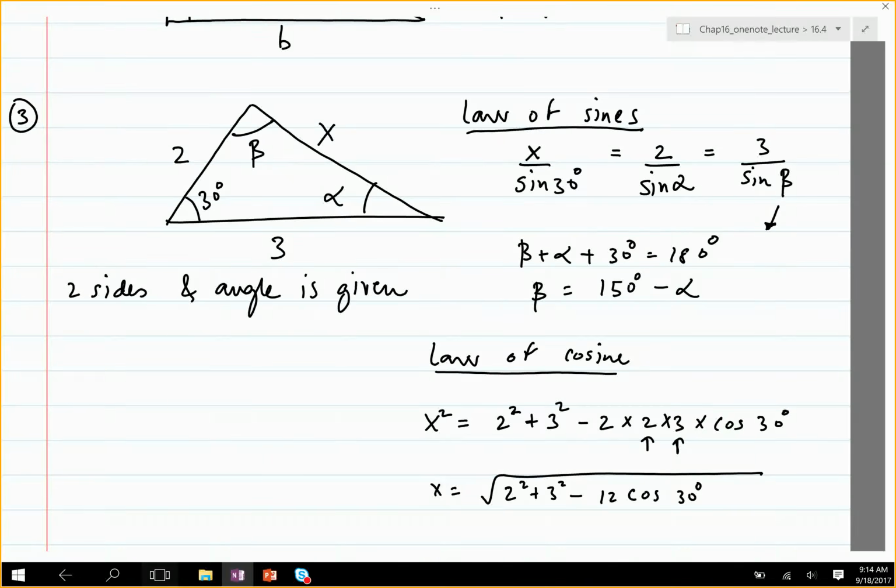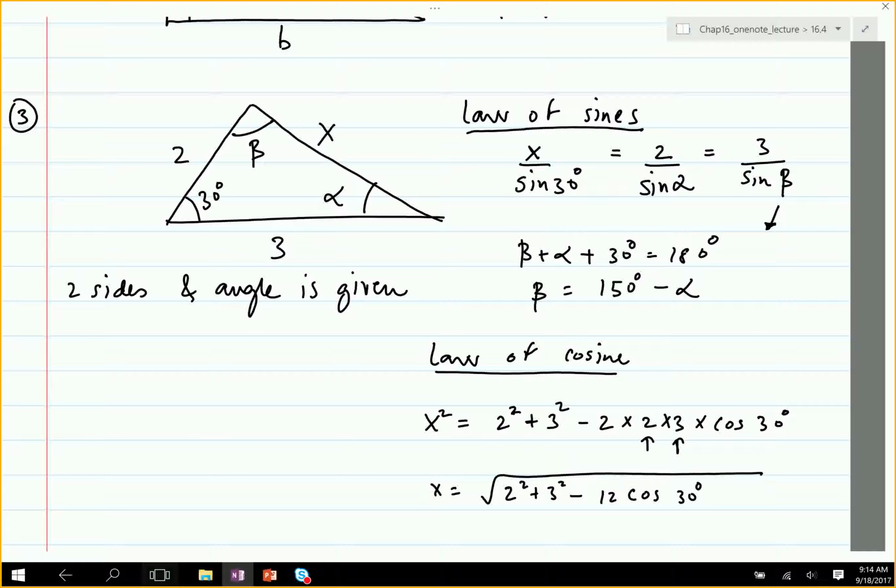I did not use alpha and beta here. With the first expression, however, if you want to find x, then you have to find alpha or beta, right? Because x divided by sine 30 is a function of alpha and beta. So you can choose what you want to do. This is simpler if you do not want to find alpha and beta. If you want to find those, then you do that. But you should remember these two rules.